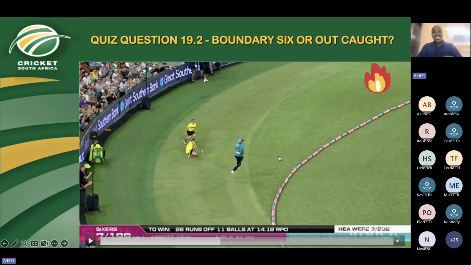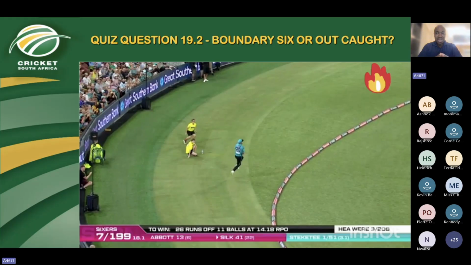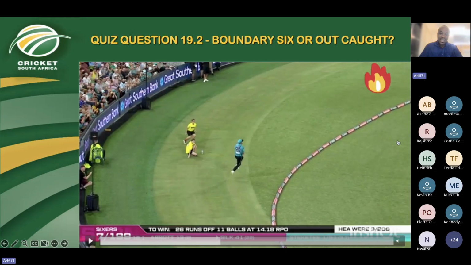So correct answer, in a roundabout way, as the law stands, this is out court. But as per the new law, which will be effective 1st of October 2026, this is boundary 6. So whichever answer you put is somehow correct for tonight.